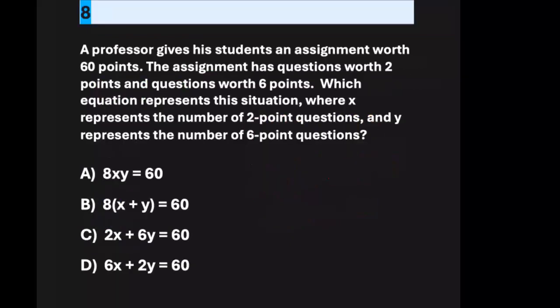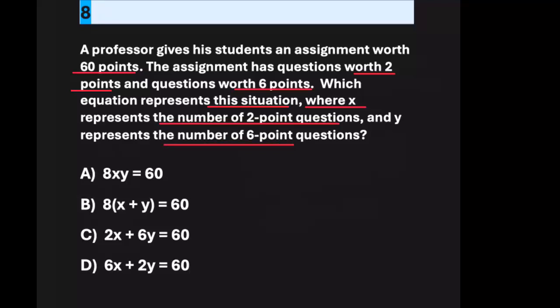Question number 8. We have a professor giving his students an assignment with 60 points. The assignment has two types of questions. One type of question has a 2 points value for each question. And the second type of question has 6 points for each question. Which equation represents this situation where x represents the number of 2 points questions and y represents the number of 6 points questions? Okay, we have an assignment which is 60 points.